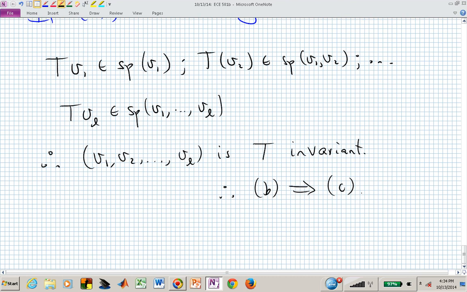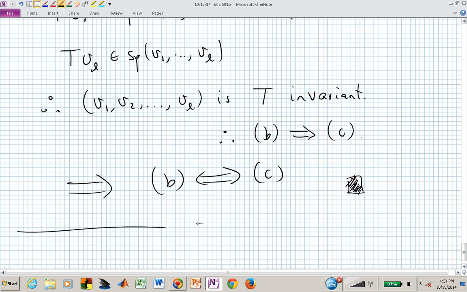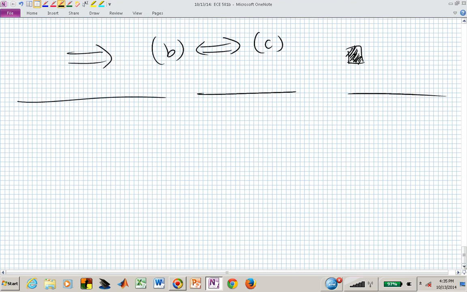So B implies C, which now says that B if and only if C, and now we're done. We can start with any of those statements and show that it's equivalent to any of the others with any kind of circular argument.